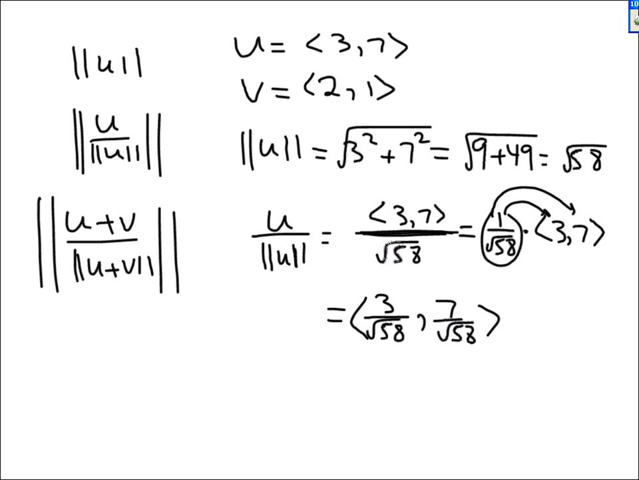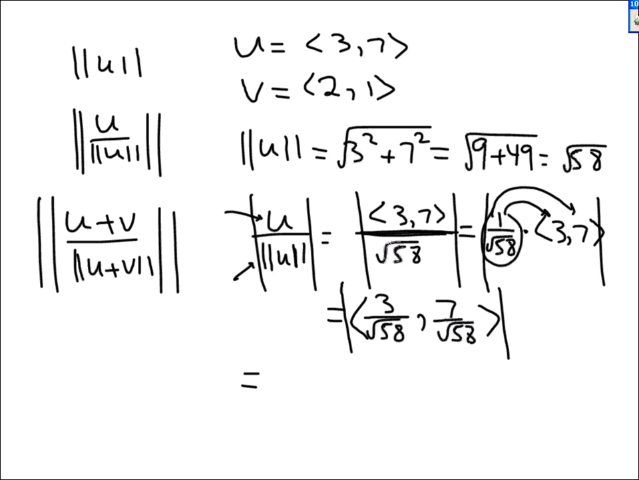Now if you think about it, you have a vector of length square root of 58, and you're dividing it by the square root of 58. The length is going to be 1. The length of this vector will be 1, because you have this squared.